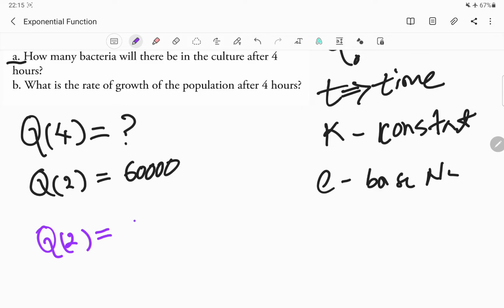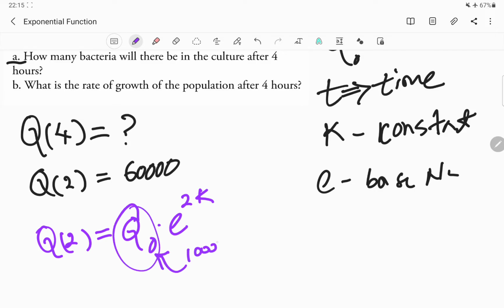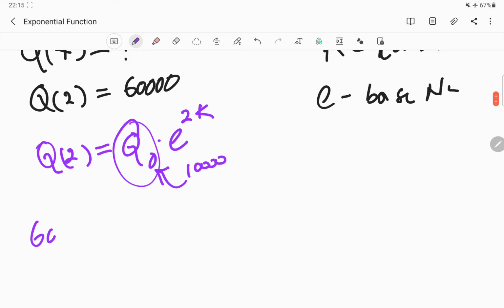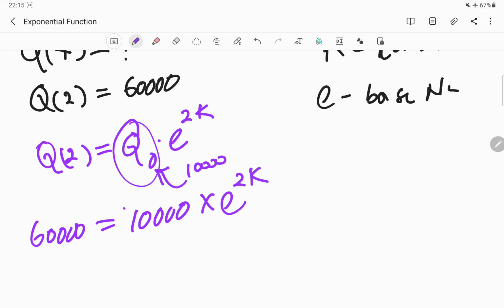Q(2) equals Q naught e to the power 2k. Q naught is 10,000, so 60,000 equals 10,000 times e to the power 2k. This gives 6 equals e to the power 2k.